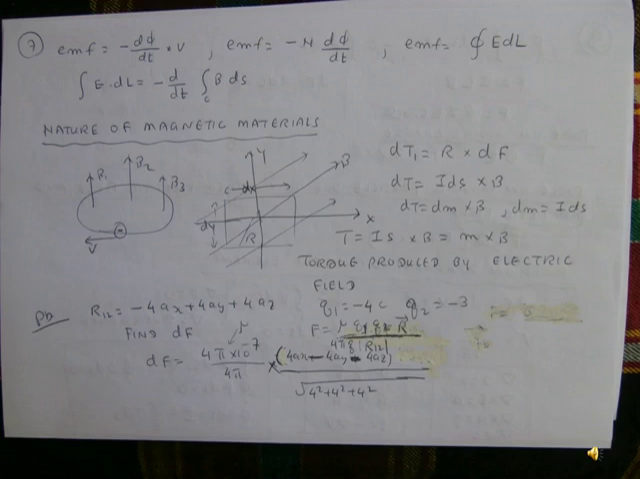R12 is equal to minus 4aH plus 4aY plus 4aZ. Q1 is equal to minus 4 coulomb and Q2 is minus 3 coulomb. We have to determine the force F. We write down the equation F equals mu Q1 Q2 R divided by 4 pi epsilon zero R12. In this case, dF equals 4 pi multiplied by 10 to the power minus 7 divided by 4 pi, multiplied by 4aH minus 4aY minus 4aZ divided by the square root of 4 squared plus 4 squared plus 4 squared. In this way, we can calculate the dF value.